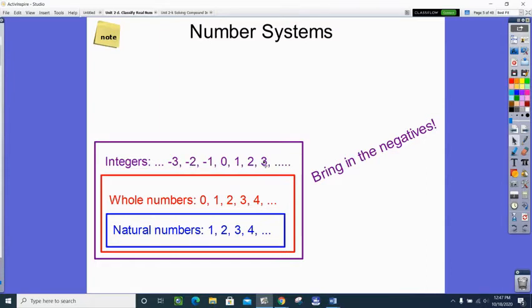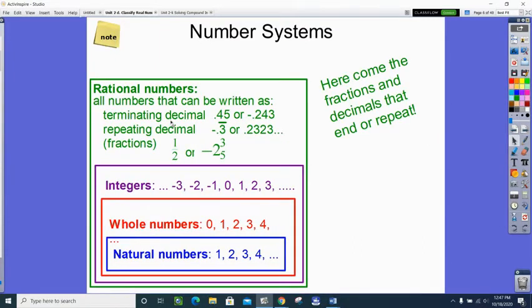Now notice what's missing in here. We don't have 2.5. We don't have -4.7. So we haven't quite brought in those decimals and fractions. That's the next group. If we add terminating decimals, which you and I talked about at the beginning of the year, they're decimals that end: 0.45, stop.